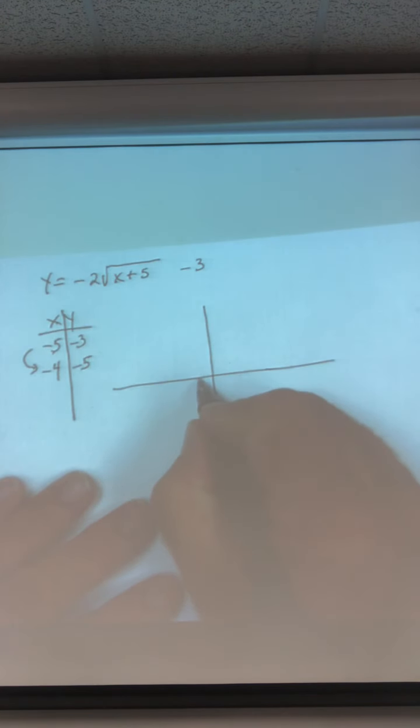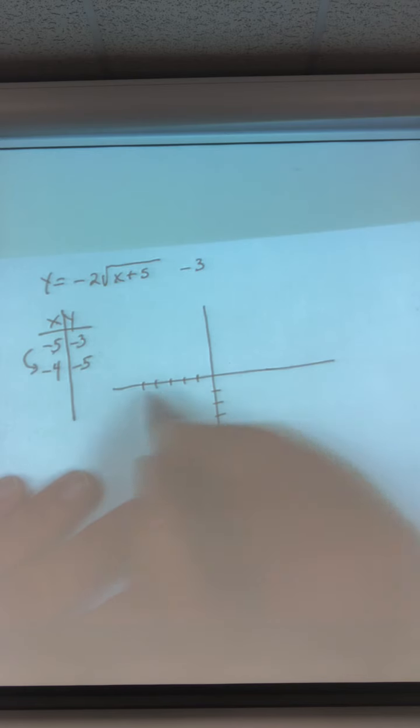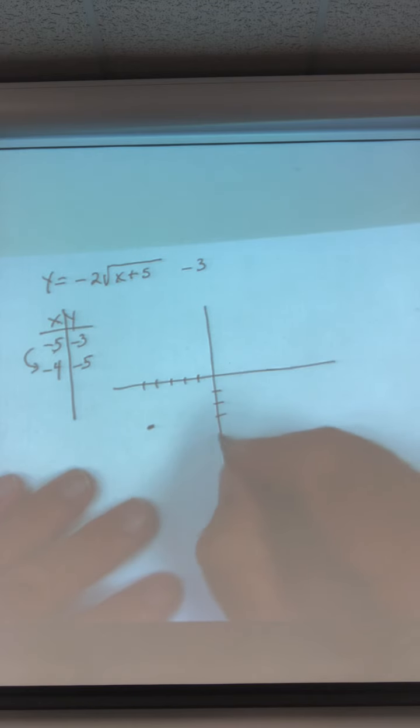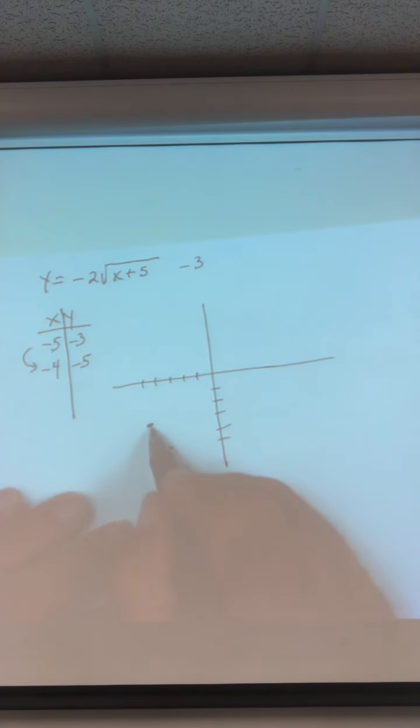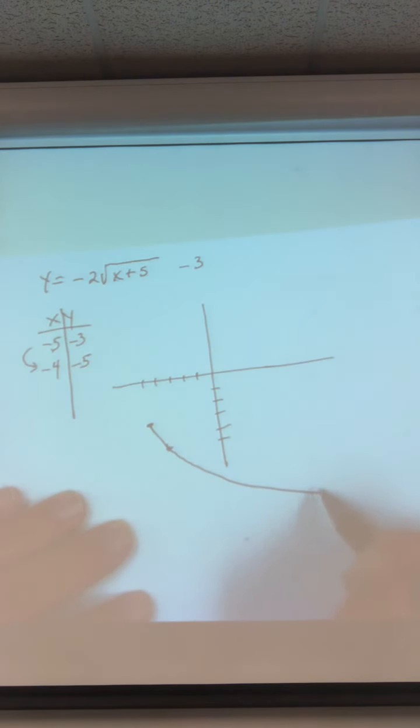So -5, -3, is here. And then -4, -5 is to the left 4, down 5. And remember now, when you draw this, you got to remember it's half of a u. So start right here, come down through here, but bend it.